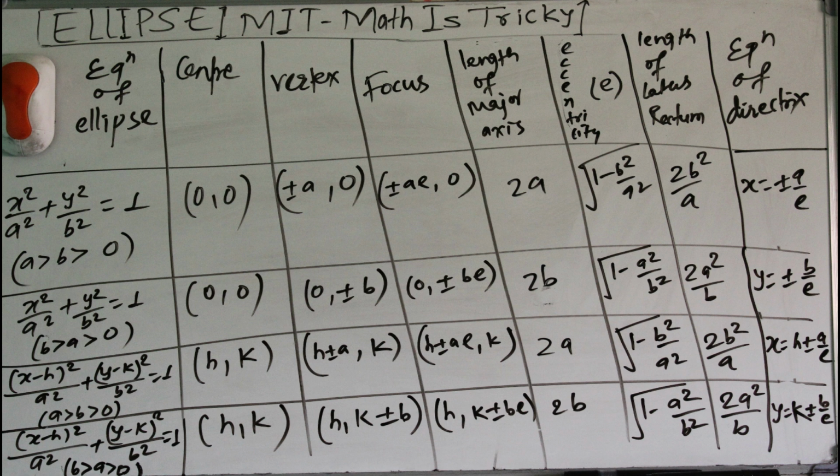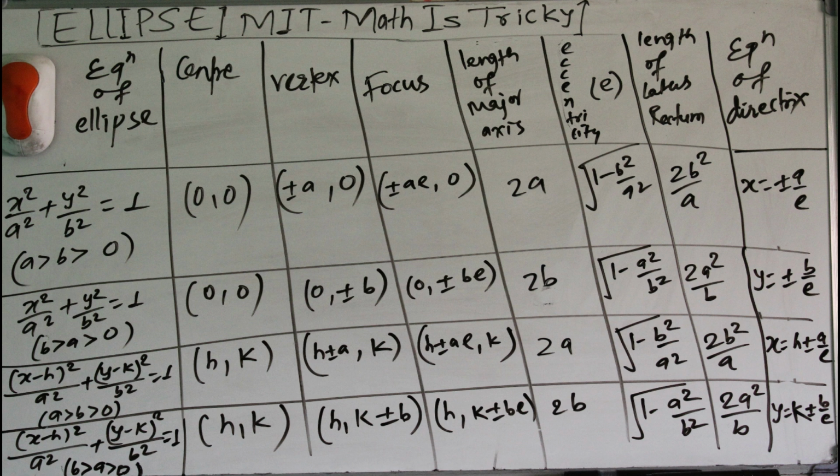Now if the equation of the ellipse is in another form, in which the center is other than the origin, that means x minus h whole square by a square plus y minus k whole square by b square equals 1, in which a is greater than b is greater than 0. Our center will be h comma k, and you simply add h and k to the vertex. So you will get the vertex h plus minus a comma k. Again add h and k, so h plus minus a comma k will be the focus.